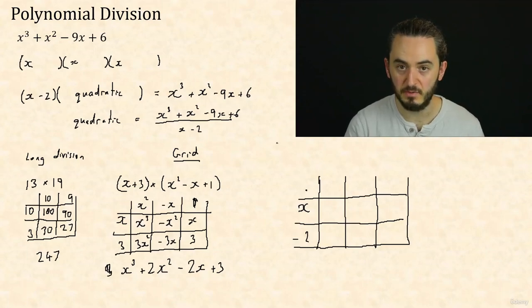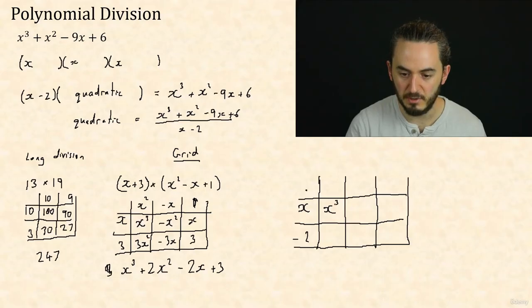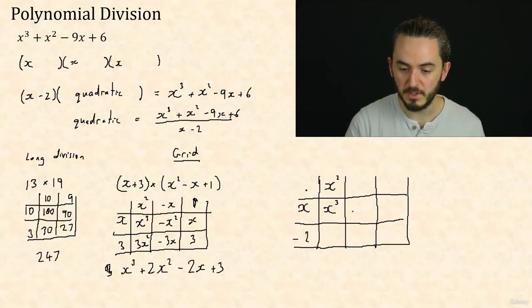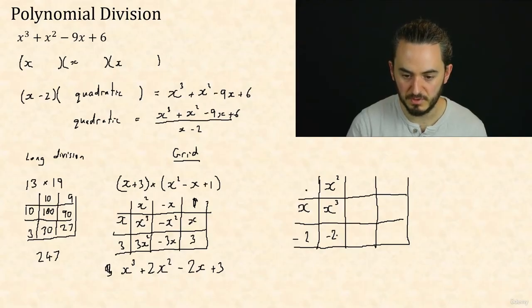Our leading term here, which is also x cubed, has to go here, because that's only going to appear by multiplying x by the highest powered term here, which is x squared. So I know that it's going to be x squared here. But the rule is that to fill in our grid, it's always the term over on the left multiplied by the term up at the top. So x squared times minus 2 is minus 2x squared.